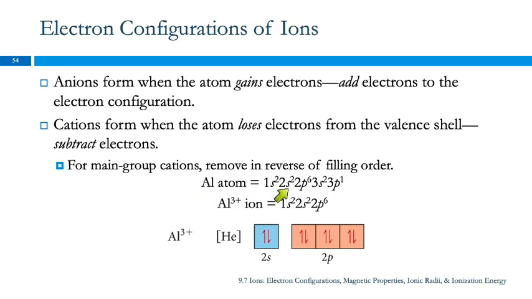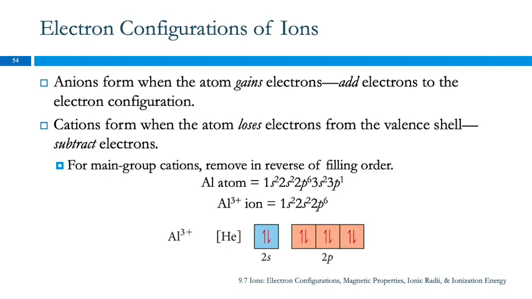Here's the electron configuration for aluminum. And when we make that into an ion, it's going to lose 3 electrons. And so we're going to lose this 3p1 electron and these 2 electrons here. Both of those go away.